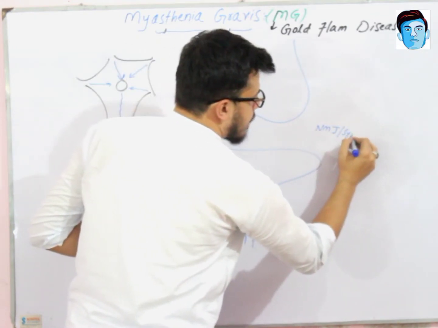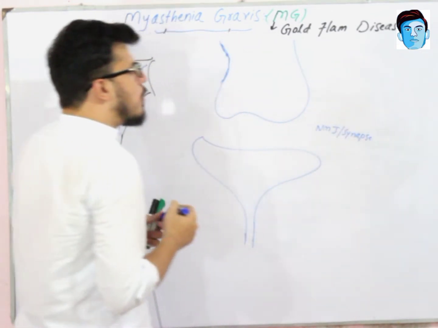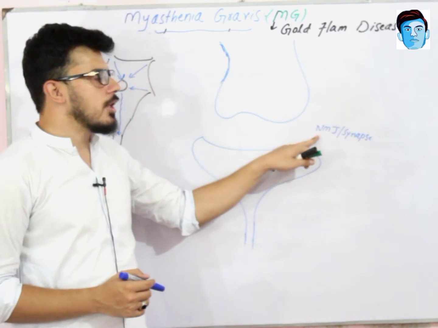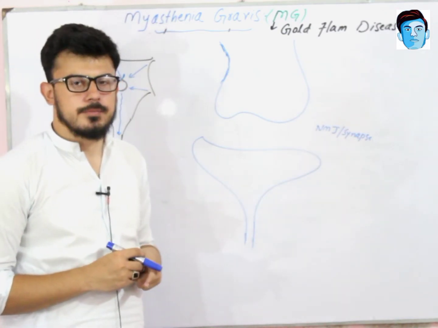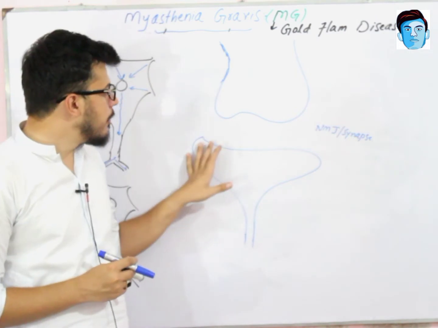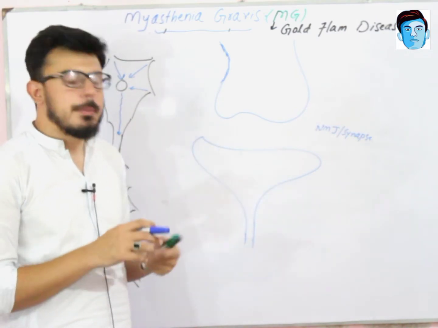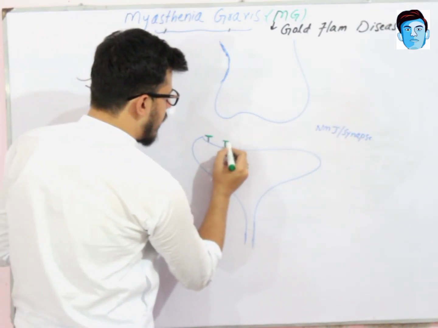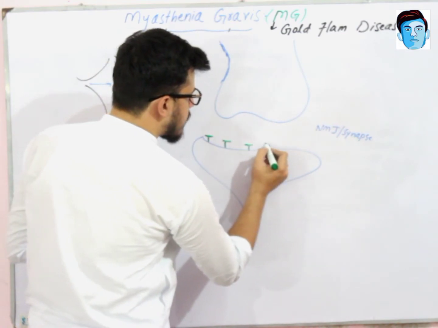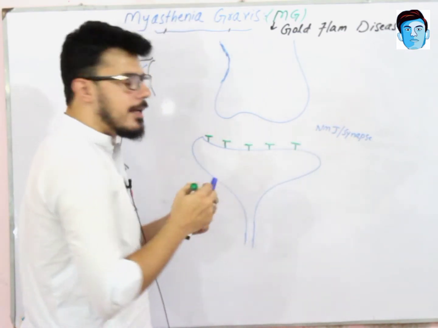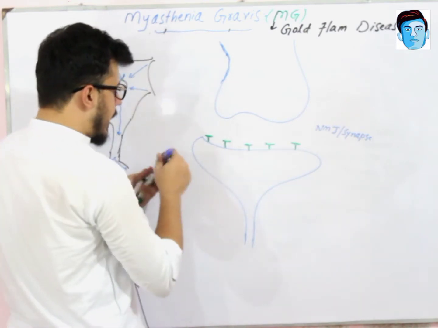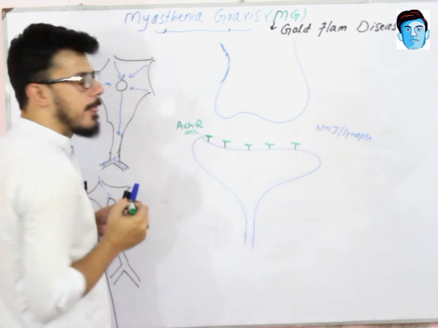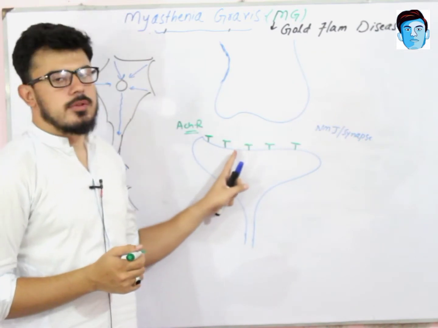It is also termed a synapse. So this is the presynaptic neuron, this is the postsynaptic neuron, and this is the neuromuscular junction, also called the synapse. On the surface of the postsynaptic neuron there are receptors present. What are those receptors? These receptors are called acetylcholine nicotinic receptors, present on the surface of the postsynaptic neuron.